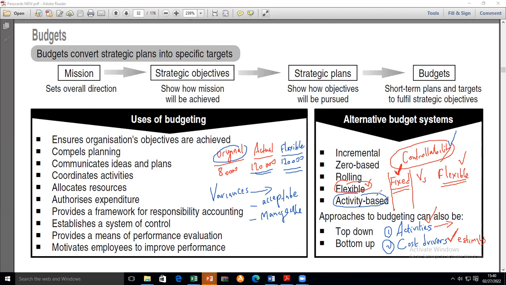Budgeting on the basis of activities helps us to eliminate non-value-adding activities. We'll make sure that all non-value-adding activities are not allocated any resources. So that is what is expected. So you find that if you are asked to prepare an activity-based budget, you find yourself doing activity-based costing again.